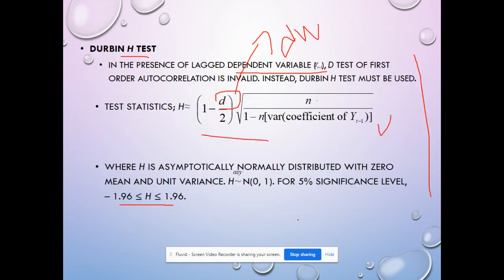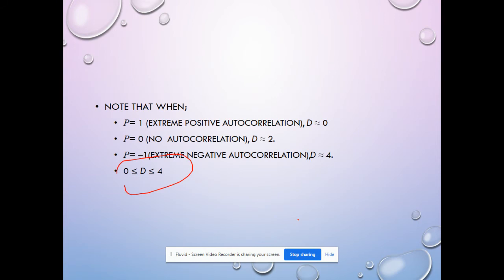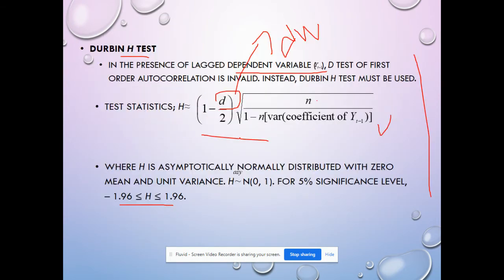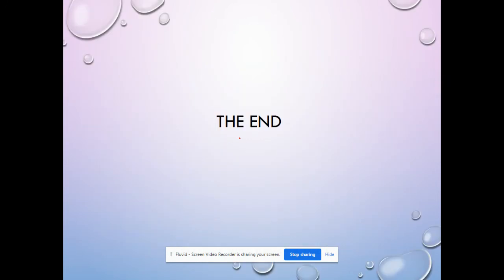This has one indication here. Let me go back here. Yeah, here. This is a very important indication. This is the rho just now, not the p here. If the rho is near to zero, there's no autocorrelation. If the rho is near to 1, you have positive autocorrelation. And if it's near to -1, you have negative autocorrelation. So that's how we solve for autocorrelation.